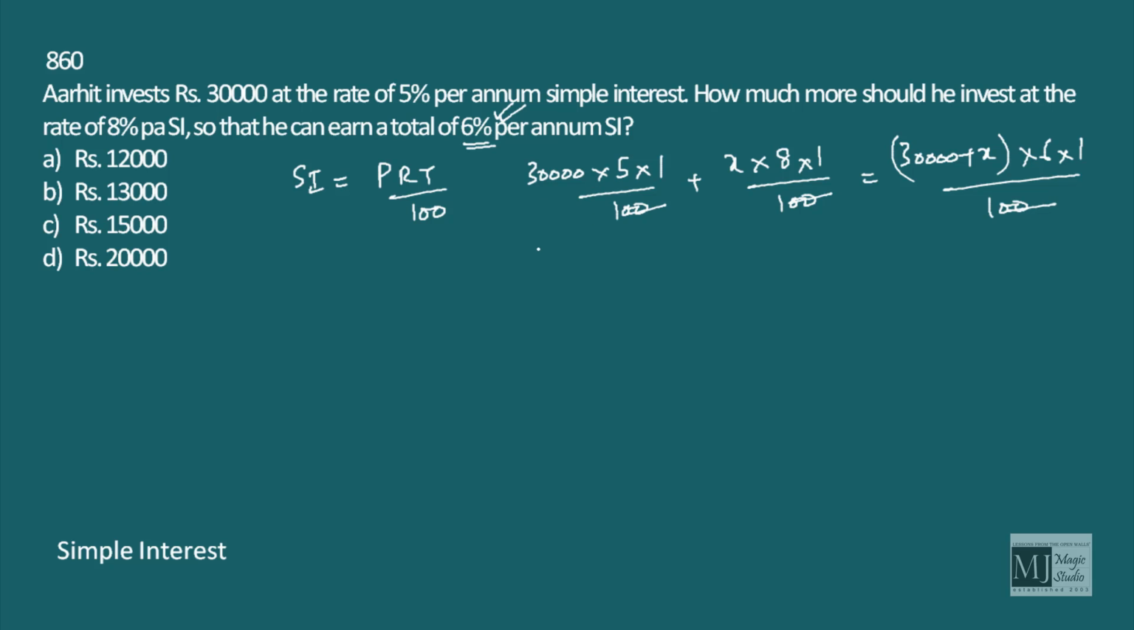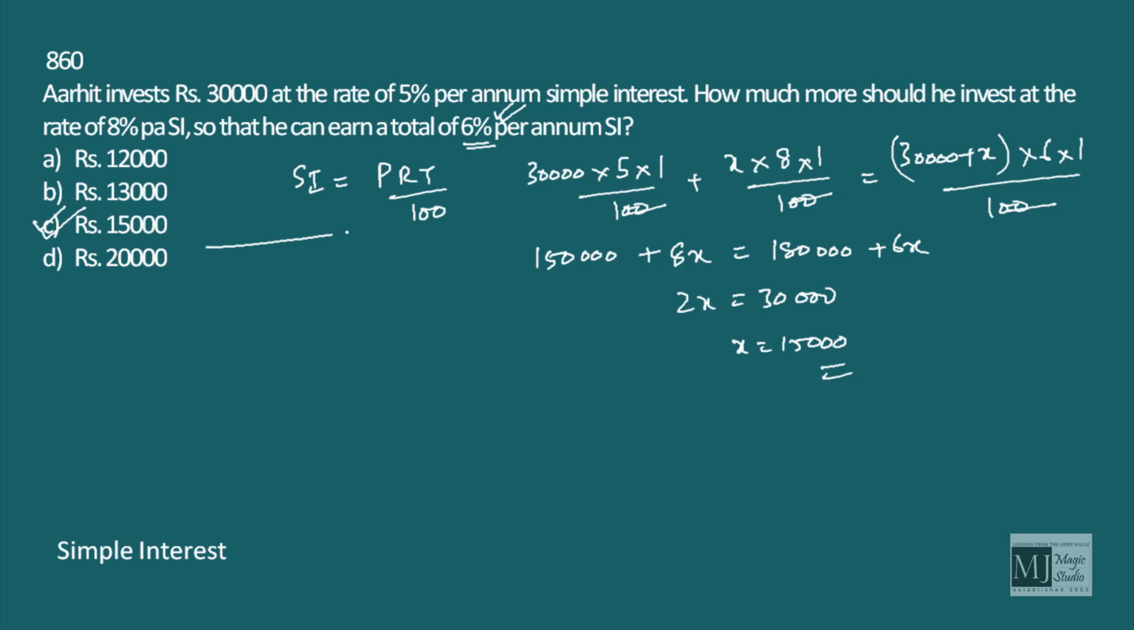100 gone. So I have 1,50,000 plus 8x equals 1,80,000 plus 6x. 2x is 30,000. So x is 15,000. So Arhit need to invest 15,000 more so that on the whole he can earn 6% interest. Now, can we do this easily with help of our mixture concept?